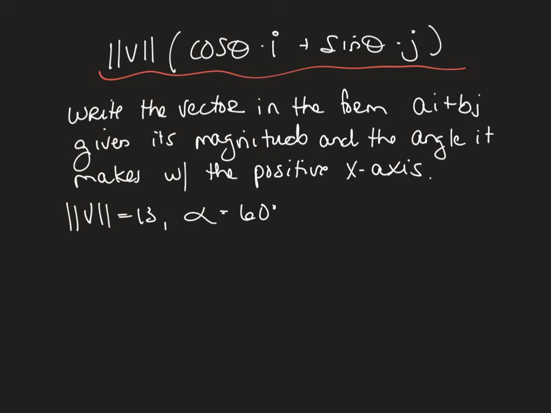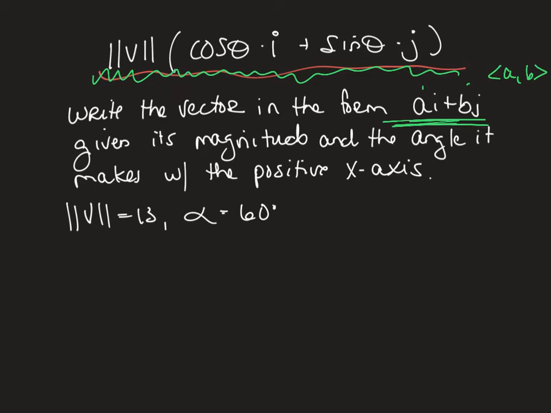All right, so what we have to do is use this formula up top that's highlighted: the magnitude of v times the quantity cosine theta times i plus sine theta times j. We're going to use that to write a vector in our standard form. Remember, there are multiple ways you can write vectors. But this is basically our standard form. Our component form is what it's called, because then you have the horizontal component and the vertical component.